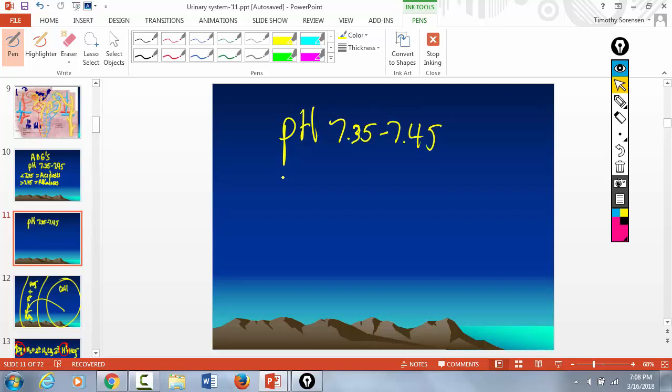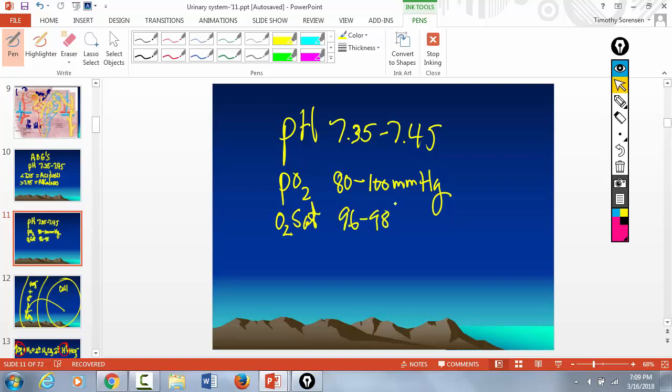The normal pH is 7.35 to 7.45. So arterial blood gases also measure PO2, or the amount of oxygen dissolved in the plasma of the blood, right? And that's measured as a pressure, millimeters of mercury. Then you look at your O2 saturation, and normal is 96 to 98%. You got me? The only reason you look at PO2 and O2 sat is to determine whether or not this person needs oxygen. PO2 and O2 sat have no effect on the pH.